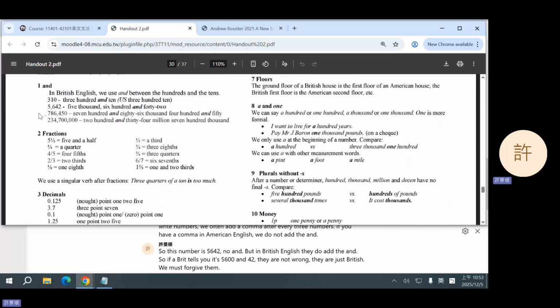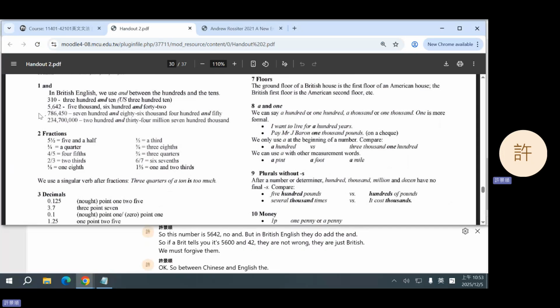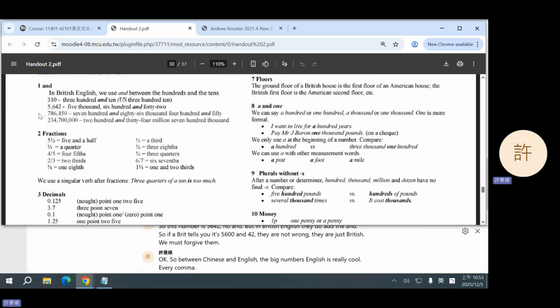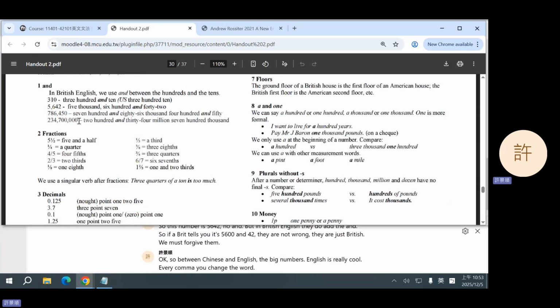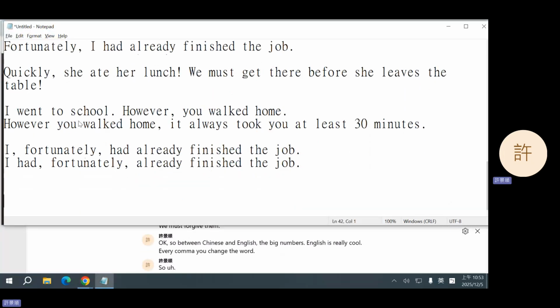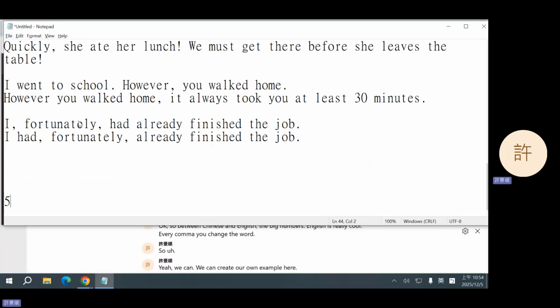Okay, so between Chinese and English, the big numbers. English is really cool. Every comma, you change the word. So yeah, we can create our own example here. 5, 50, 500. When you get to 5,000, that's your first comma. And then you go back to original.